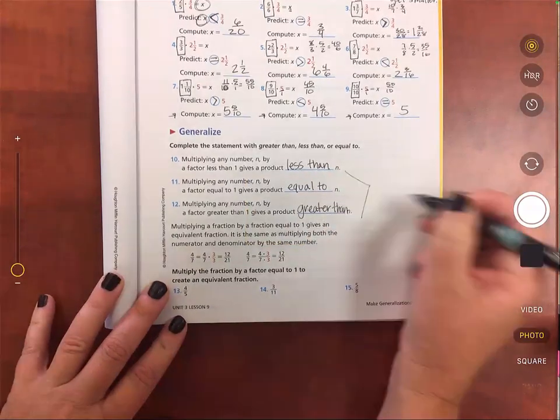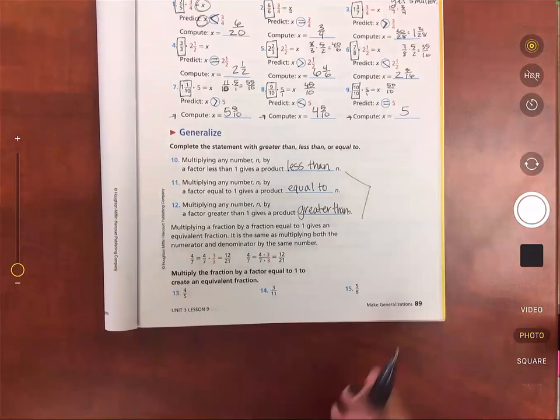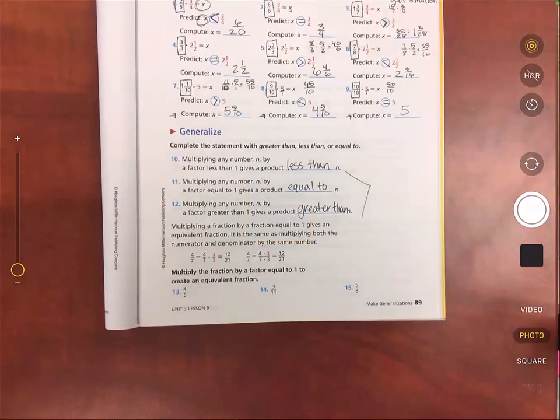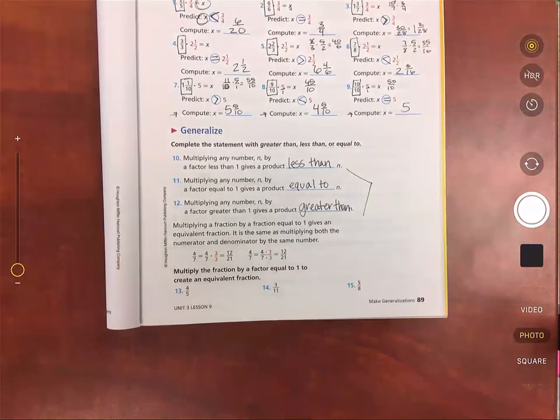I would keep this handy, actually this whole page, because it is a great reference page for your homework tonight, and also even for your quick quiz tomorrow. You can use these as references to help you with the work. It's not cheating to use it as a reference.